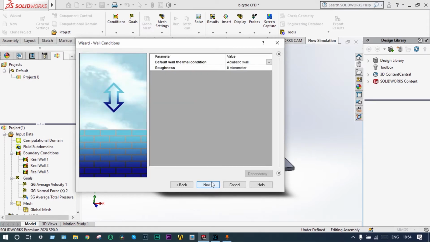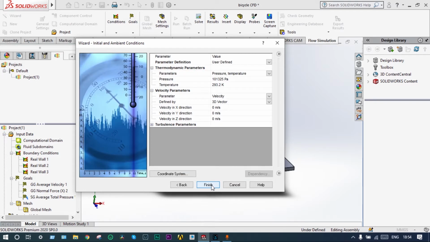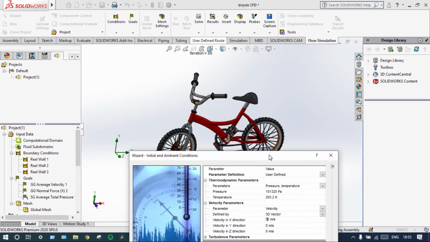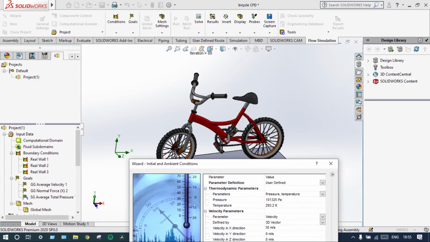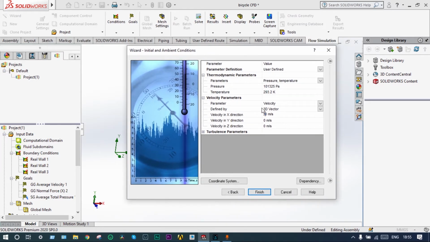Next, default wall thermal conditions and roughness we don't know, so we can skip this part. Next, finally we have to find the velocity of air in the x direction. Let's say the velocity of air in the x direction will be 30 meter per second. Now see one thing, the bike or the motorcycle will be moving in the negative direction of the x-axis. That means the velocity of the bike will be negative and the velocity of air will be positive, 30 meter per second. Okay, finish.